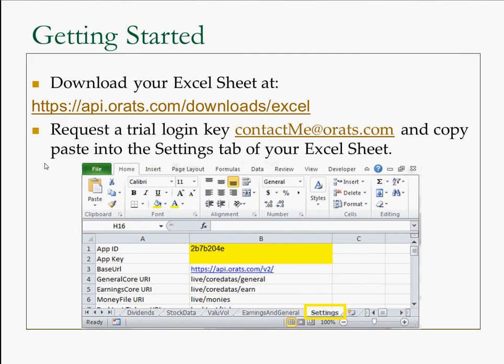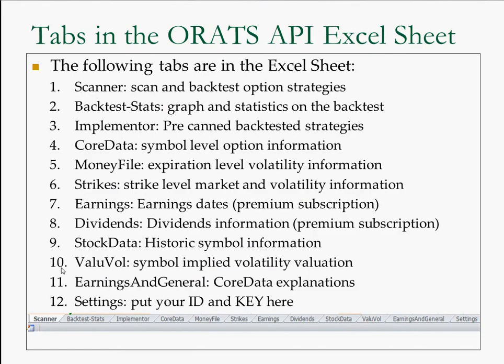You could download your own sheet at api@orats.com or by using Contact Me at ORATS and get a key. And once you get your key, you'll copy it into the Settings tab.